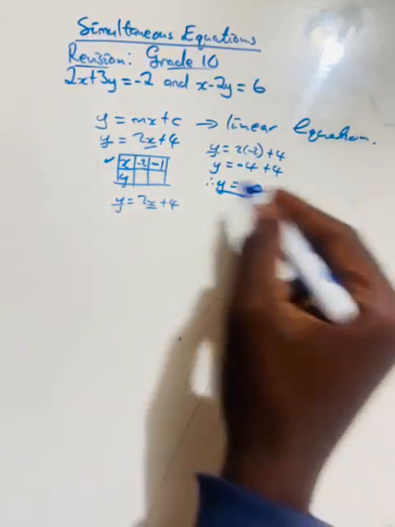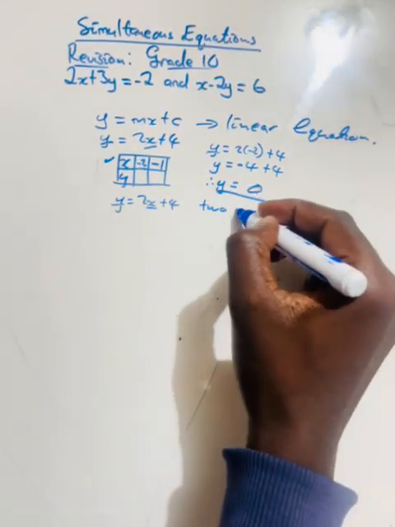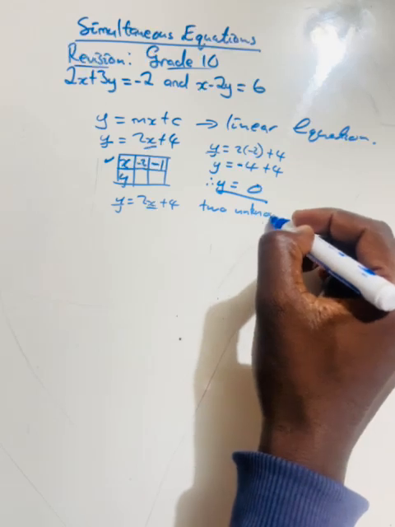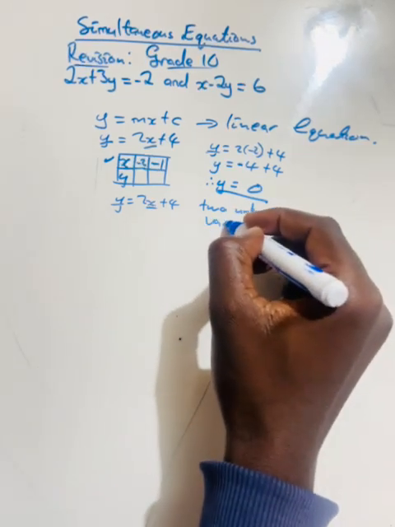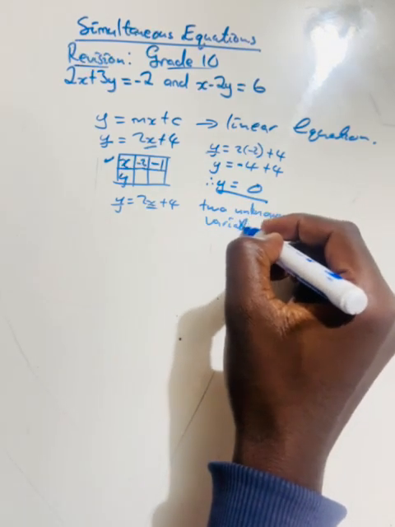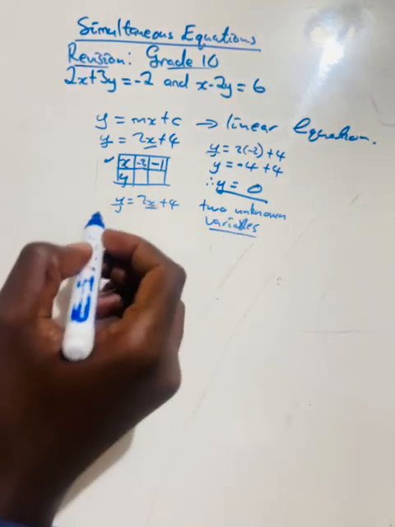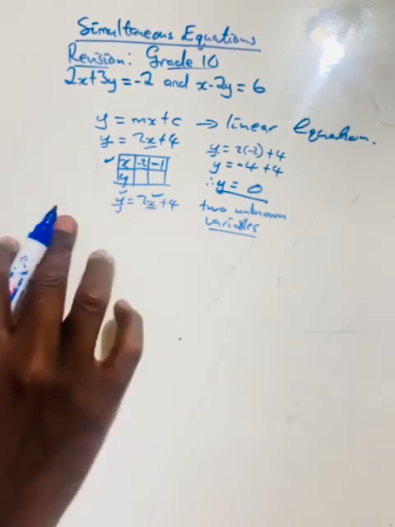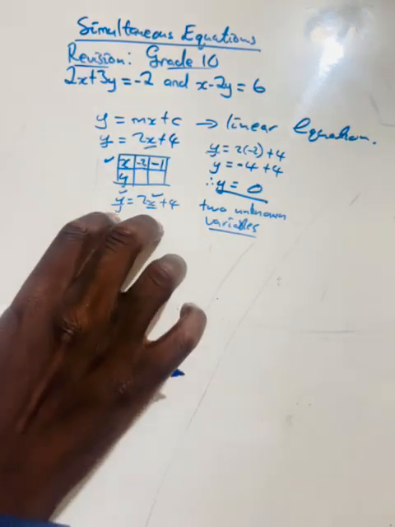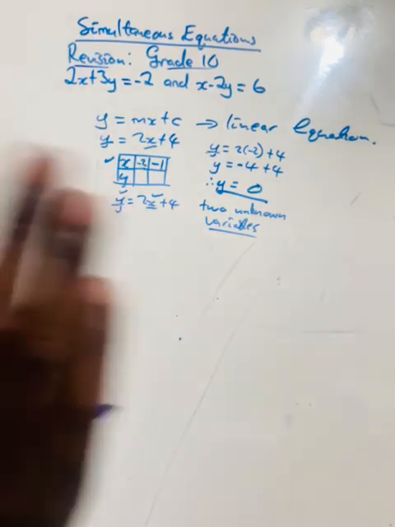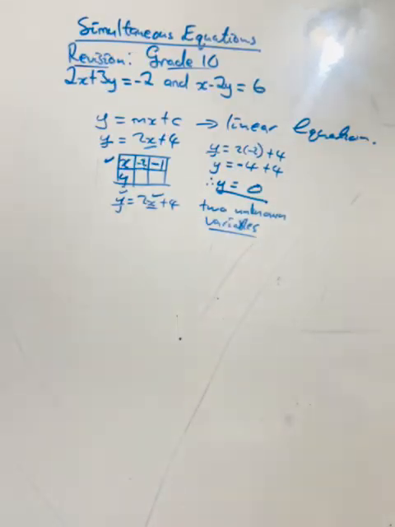So we have got two unknown variables. And for those who do not know what variables are, we're simply saying that variables are the letters that you're given on an equation. Those letters represent unknown numbers. We call them variables.